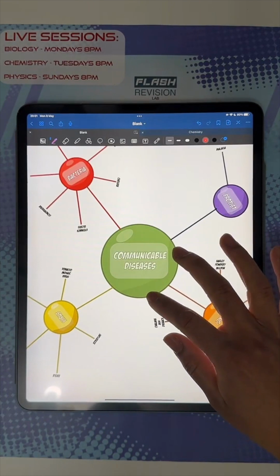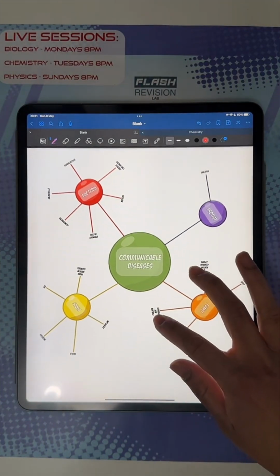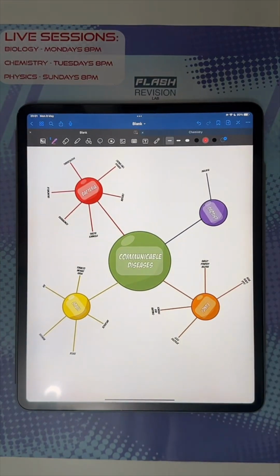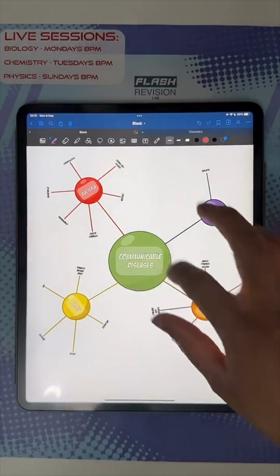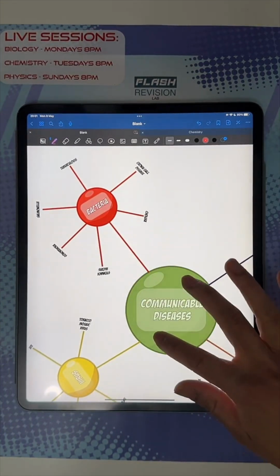So here we've got a diagram of all the communicable diseases. It's a bit tricky because different exam boards need you to know different diseases. But I've got a list. I don't know if you guys can see it. I've got some of them here.